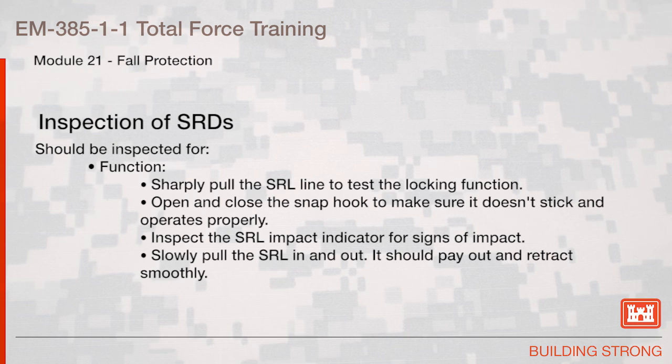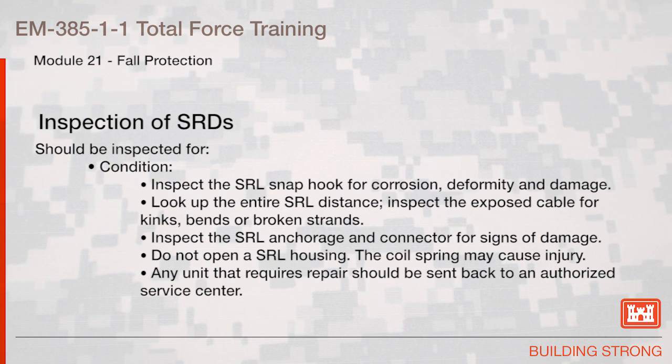Slowly pull the SRL in and out. It should pay out and retract smoothly. Condition. Inspect the SRL snap hook for corrosion, deformity, and damage. Look up the entire SRL distance. Inspect the exposed cable for kinks, bends, or broken strands. Inspect the SRL anchorage and connector for signs of damage.